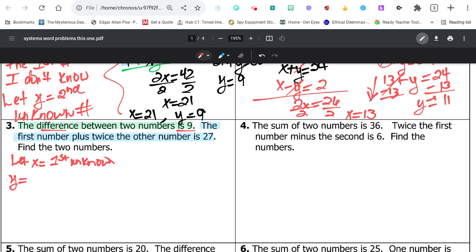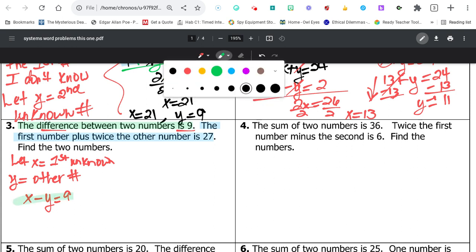And then I'll let y equal the other number. Okay, other number I don't know. All right, the difference between the two numbers is 9. So I'm going to say x minus y is 9. That's going to give me that one in green.